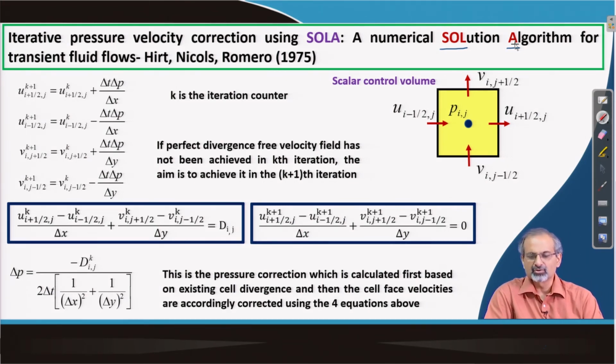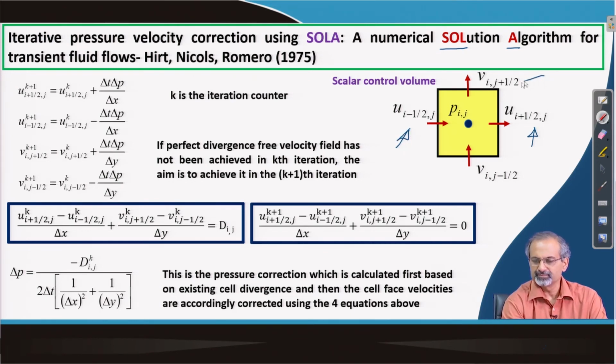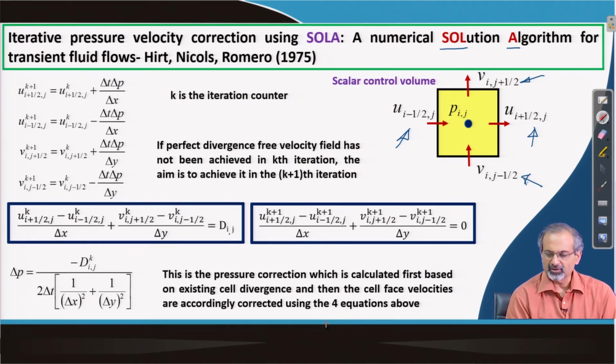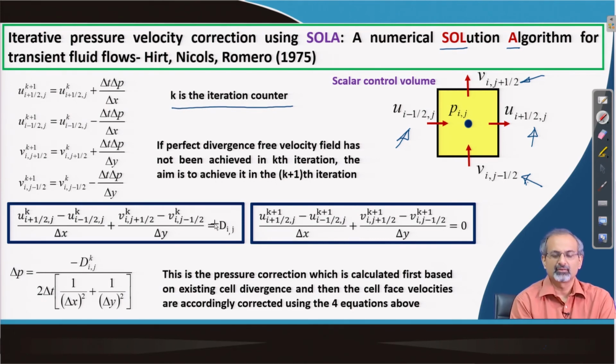So, once again we are looking at the scalar control volume over here, and you have the 4 velocity components defined on the 4 faces here, and you are going to see how this algorithm works in terms of refining these velocities. So, there is an iteration counter which we are talking of. This is called k. So, that comes in the superscript, and if a perfect divergence free velocity field has not been achieved in the kth iteration, then the aim of course is to achieve it in the k plus 1th iteration, and this iteration process goes on till we have reached a sufficiently small divergence in all the cells, like we discussed even in the context of the simple scheme.